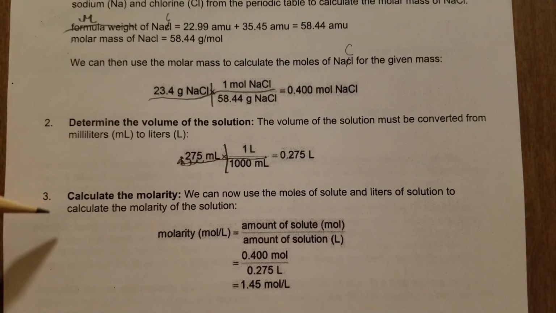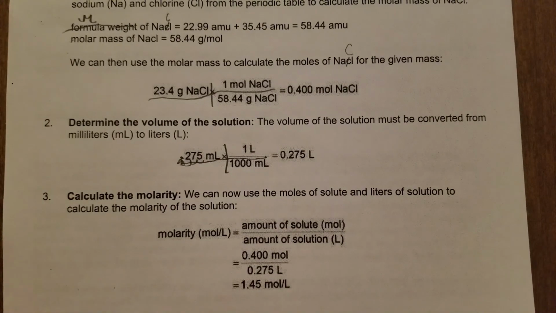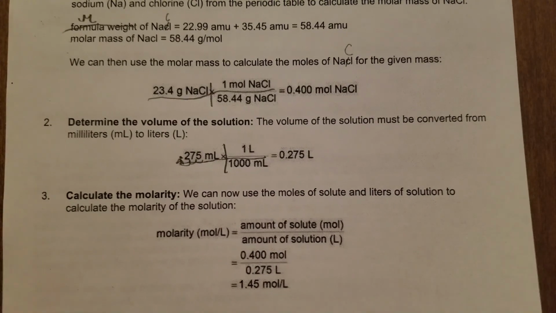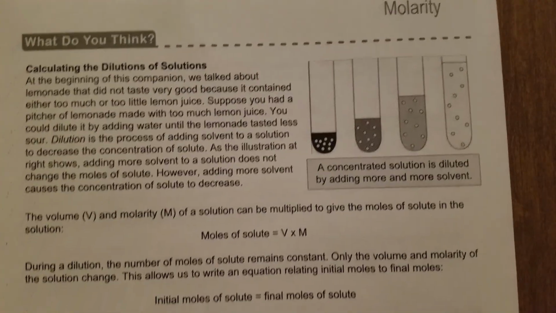Calculate the molarity. We can now use the moles of solute in liters of solution to calculate the molarity of the solution. Okay, so this is our formula. You'll see more detail on this on the math connection paper. The chemist has produced a 1.45 molar saline solution. Like I said, this gives you a brief overview. You're going to get a lot of details on the math connection paper. Okay, page 3. What do you think?